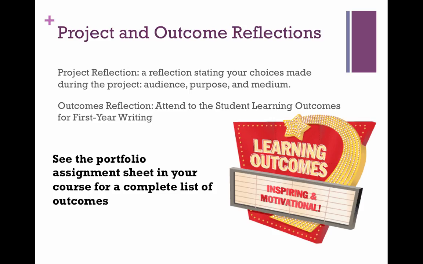After creating each project in this class, you'll have to write a reflection of the choices you made, such as choices of audience and purpose, and how those choices impacted the medium you chose for delivering your message. For each assignment, your instructor has included questions that will guide this project reflection, so make sure to look at each major writing assignment prompt for guidance. Not only will you have to write project reflections that account for these choices, but you'll also need to write reflections about the student learning outcomes for first-year writing, which are listed in the portfolio assignment sheet in your course.